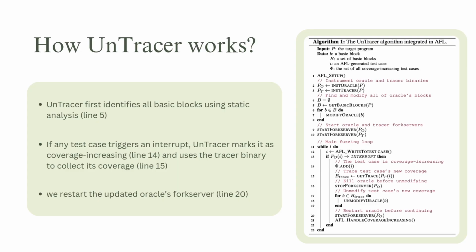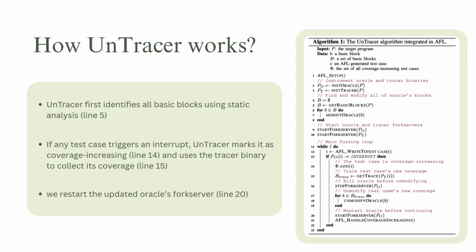Since the oracle uses software interrupts to detect when a test case hits new code, onTracer first uses static analysis, like shown in line 5, to find all basic blocks in the program. Then it inserts a special interrupt, a 0xCC byte, at the start of each block in the oracle binary. This interrupt will later help identify coverage-increasing test cases. After that, both binaries are initialized by starting their respective fork servers.